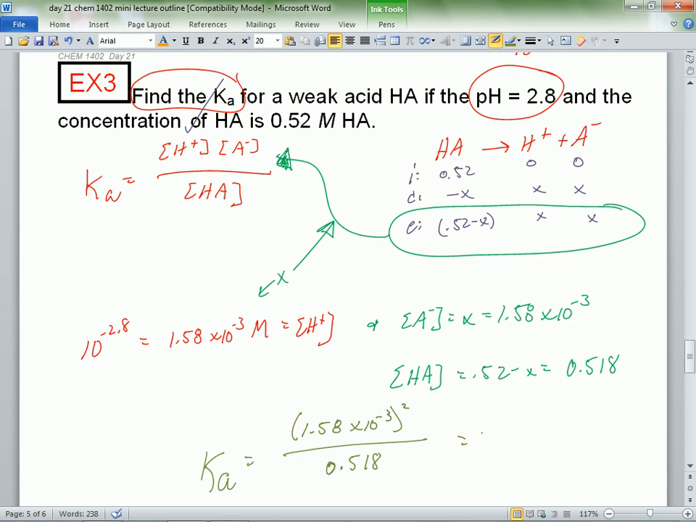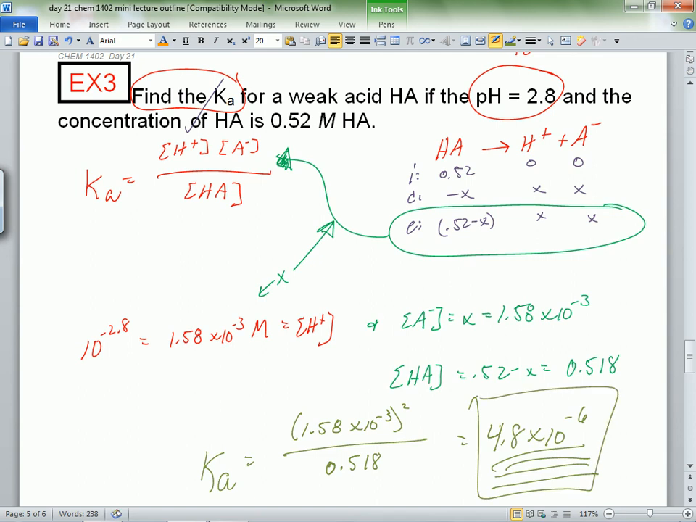Did you get an answer? 4 point what? 4.84 times 10 to the negative? Okay. Yeah, if you get somewhere around 4.8 times 10 to the negative 6. The 10 to the negative 6 part everybody should be getting. The 4.8 might be jumping around a little bit, but I don't think so. Should be pretty close. There it is. Okay.